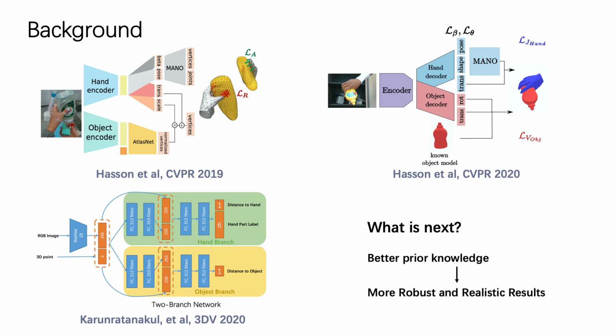Previous works usually use a parametric mesh model, like MANO, to reconstruct the hand at a limited resolution. To alleviate this issue, recent works, for example Grasping Fields, use deep SDFs to model hands and objects. However, due to the lack of prior knowledge about hands and objects, SDFs still struggle to produce realistic results.